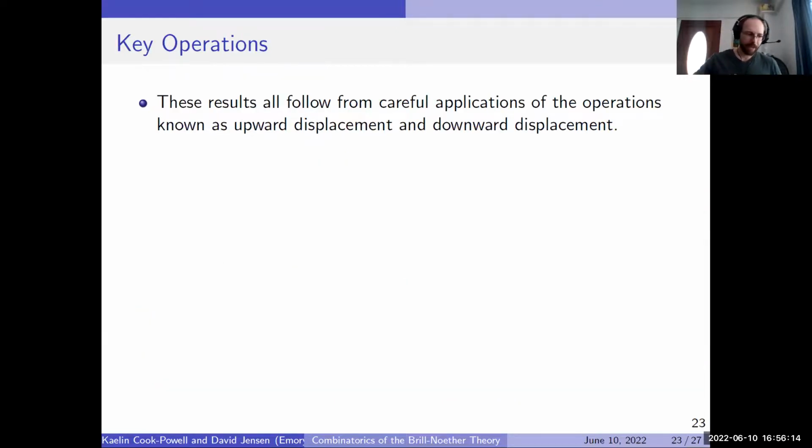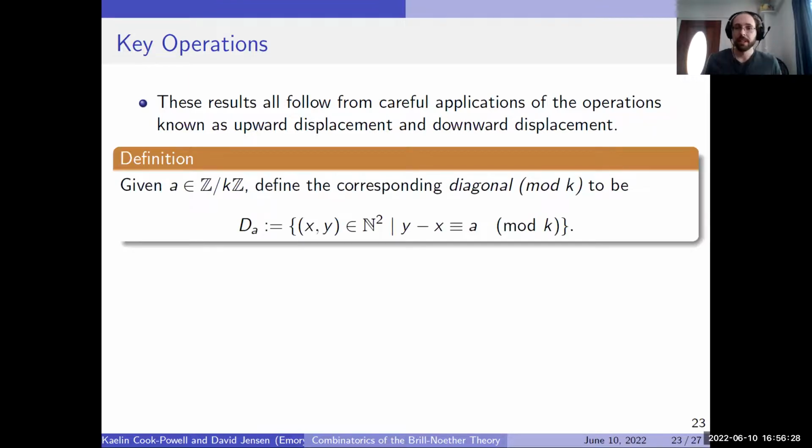So how do we decide which boxes we're going to need to delete at every step? The two key things that come to mind are operations known as upward displacement and downward displacement. Now, what exactly is this? Well, given a congruence class a mod k, I can define a certain diagonal to be the set of all boxes on my partition where the congruence class of the difference of their coordinates is equal to a.